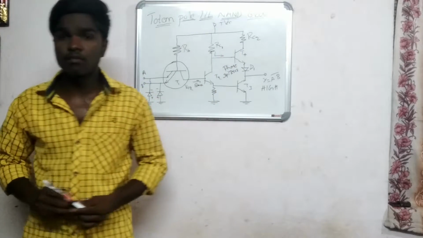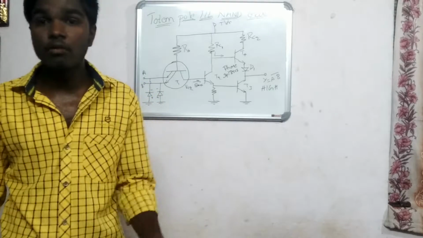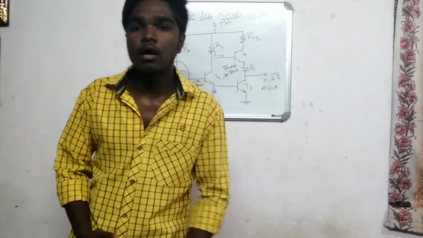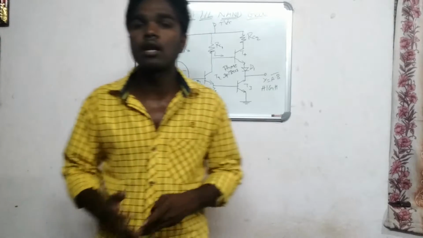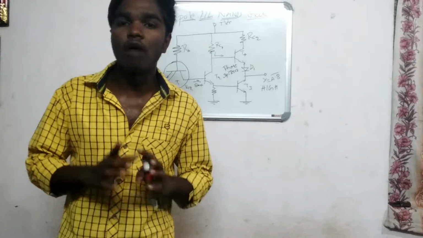This is in the case of any one of the inputs being low, or both the inputs being low. What will happen in the case of both the inputs being high? When both the inputs are high, the transistor T1 will be in off state.